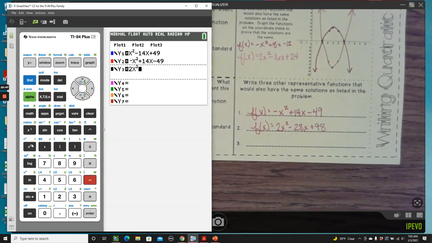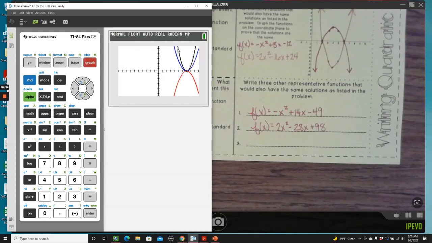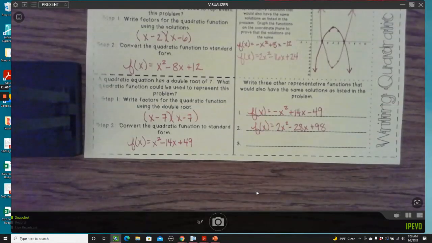2x squared minus 28x plus 98. So now you can see that it's skinnier. And so what this is doing, these are called transformations, and we will get into that at the end of this unit. But again, they're all sharing that same double root of positive 7.